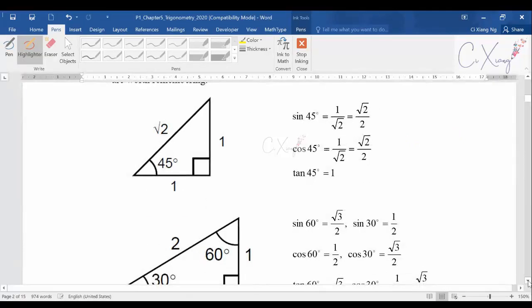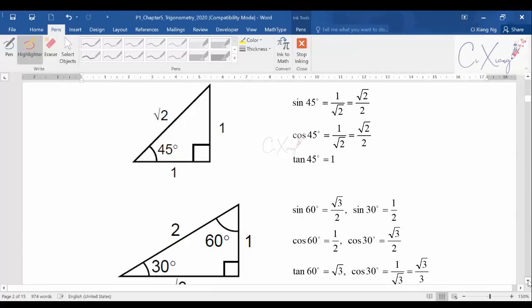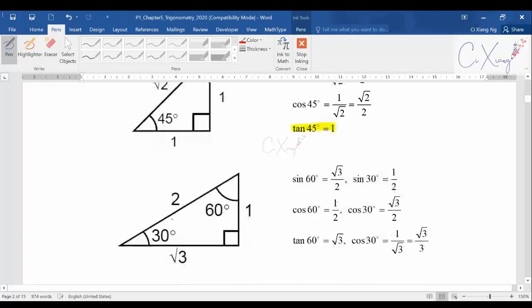Just to recall again, in the previous chapter we learned 2 important triangles. One of them is the 45 one. What I memorize is tangent 45 equals 1. When I know that tangent 45 equals 1, I draw the triangle, and this is the value that I will get for all the sides. Then you will get all the values for sine 45 and cos 45 easily from the triangle. The same thing happens for the triangle with 30 and 60 degrees.